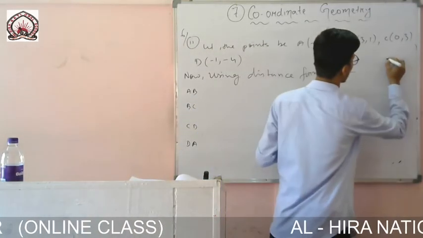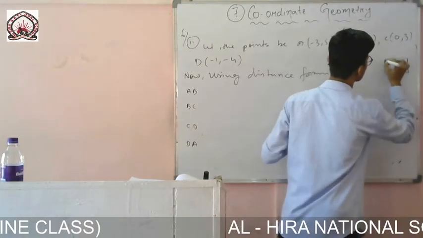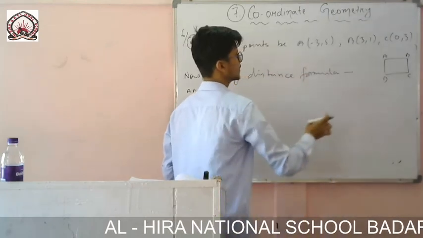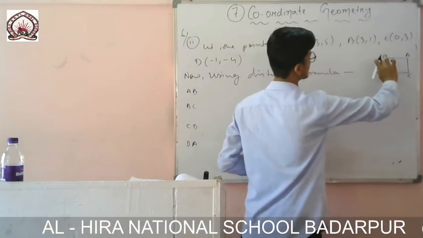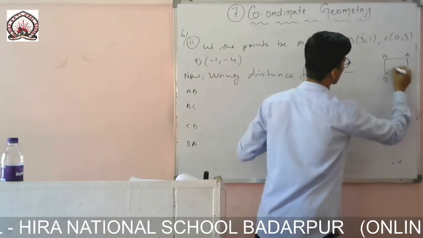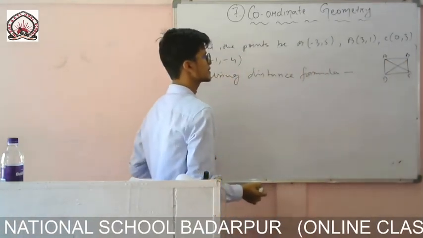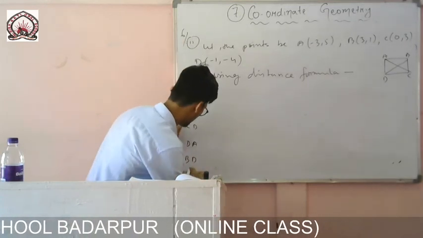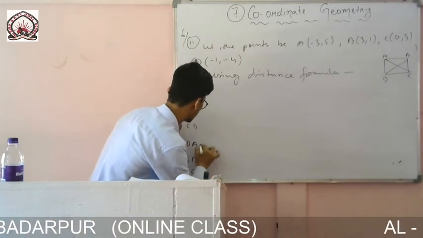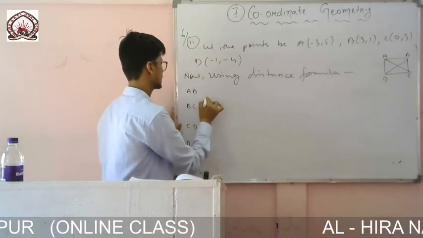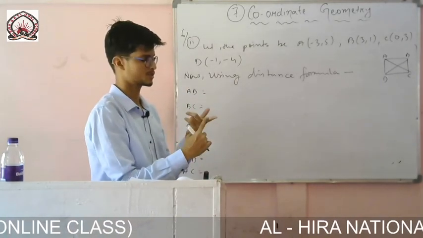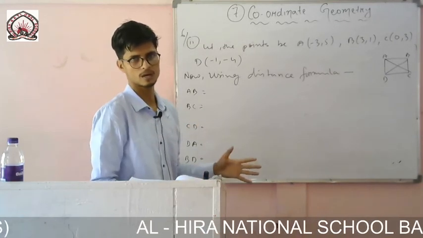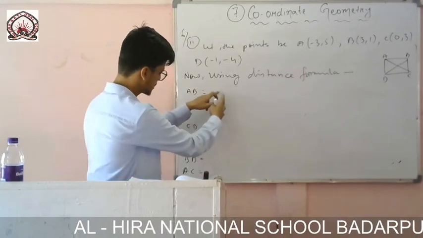So just let me draw a rough figure like this, it will be easy. A, B, C, D. So first I will find AB, BC, CD, DA, and after that the two diagonals. One diagonal is BD, another one AC. These are the things we have to find in each and every case. After that we can conclude that it forms a square, or a rectangle, or a parallelogram, or it doesn't form any quadrilateral. This is the same for each and every one.